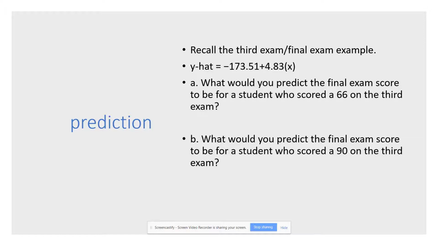Okay, so go ahead. What would you predict the final exam score for a student who scored a 66? Or what would you predict for a final score for a student who scored a 90? So go ahead and pause the video right now and try to solve that. Again, go back to the equation we had, put that in, and then solve for it.